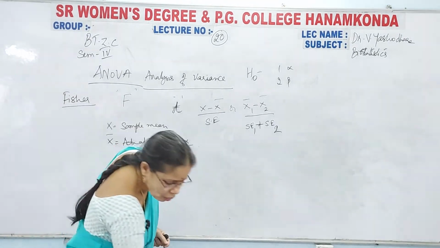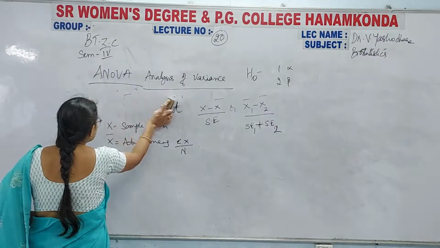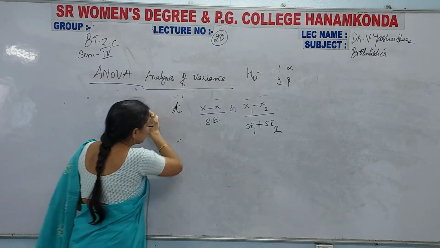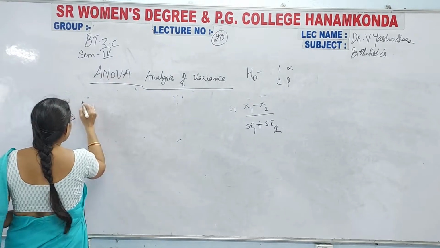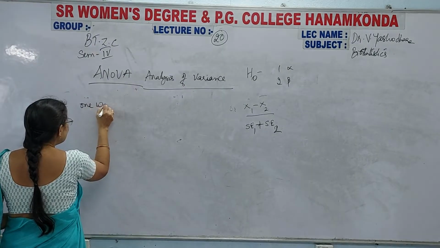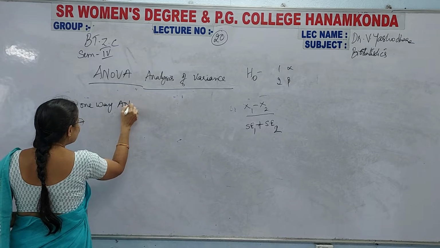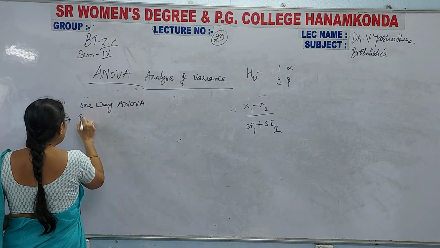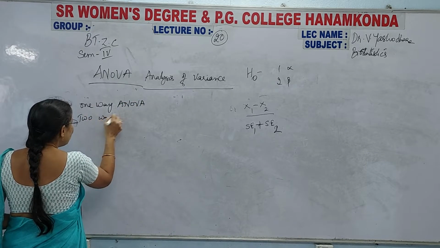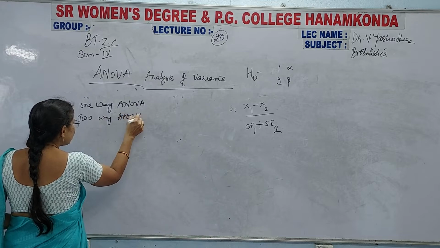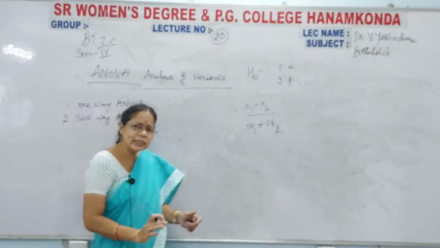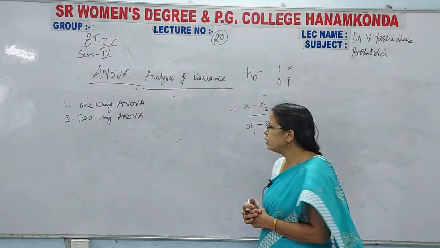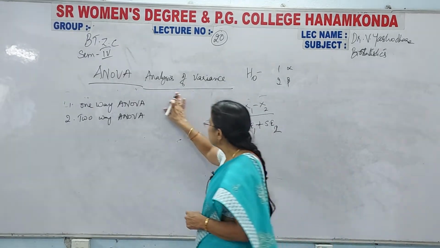Now, this ANOVA is of 2 types, type 1 and type 2. Type 1 ANOVA is, see here, one-way ANOVA and two-way ANOVA. Okay, these are the 2 examples of one-way and two-way. First let us see an example, then we will define. See here, I will be giving an example.